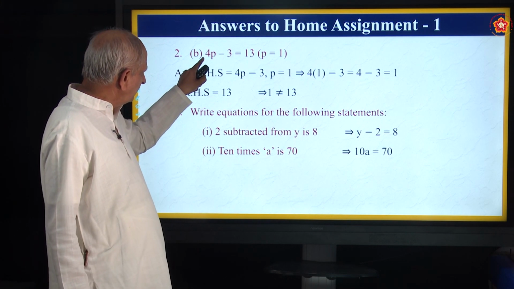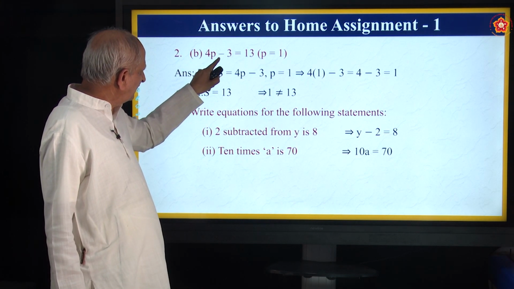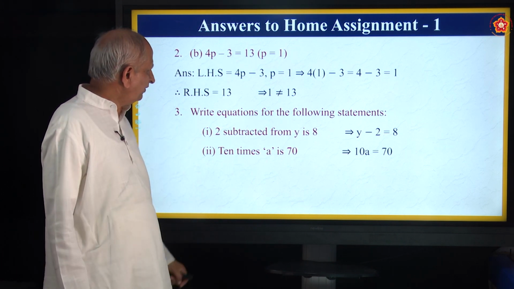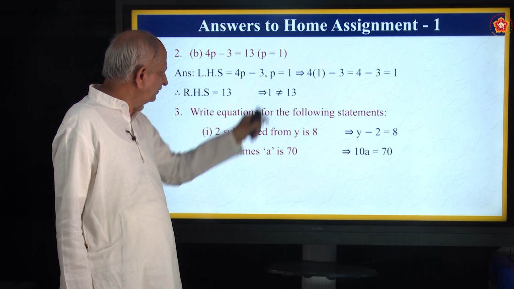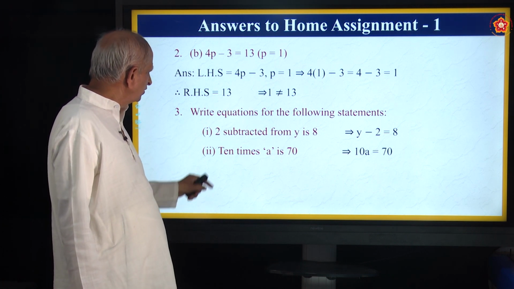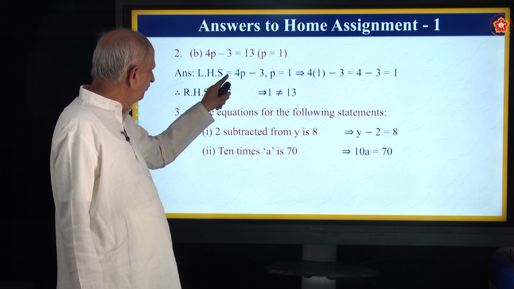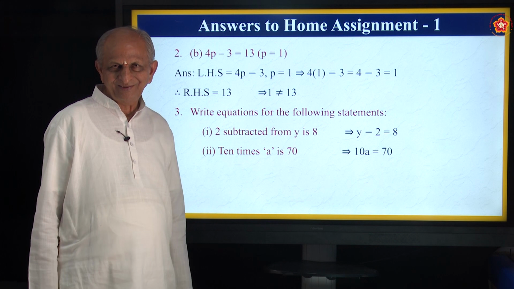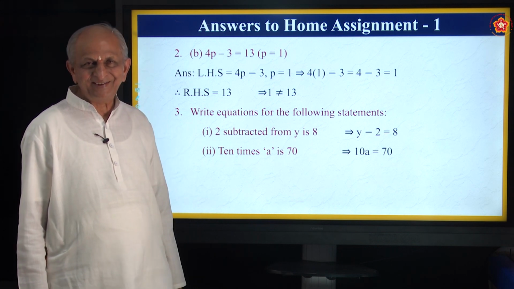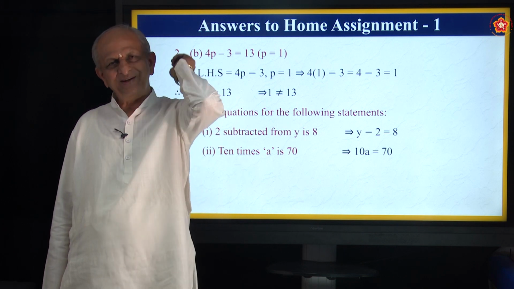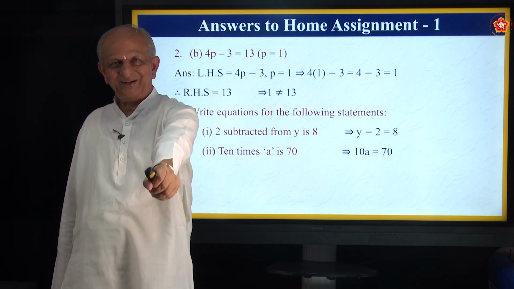Second question, 4p minus 3 is equal to 13. Now, you must tell for the value of p is equal to 1 whether it holds good or not. So, on the left hand side you have 4p minus 3. How do you know left hand side and right hand side? You know hands, all of you know what your left hand is? Yes, this is called left.